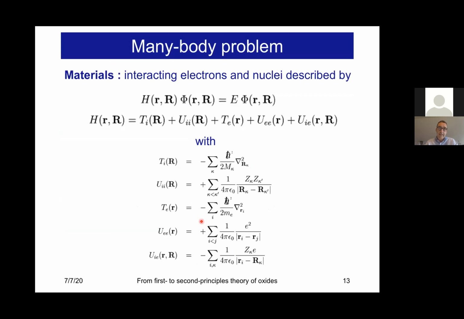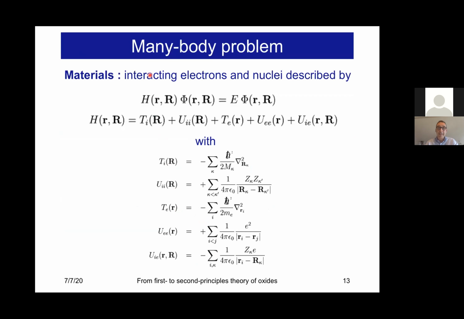Okay, so let me start from the very beginning. I will go relatively quickly through the different concepts here, but I think it's good just to know what we are doing. Even if we know, I think it's good to remind us what we are doing. So materials are interacting electrons and nuclei.